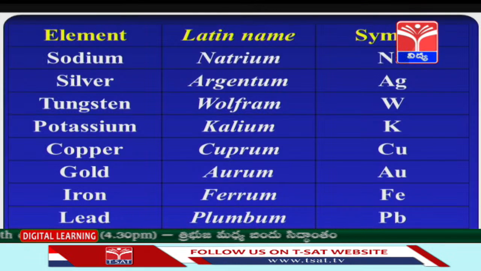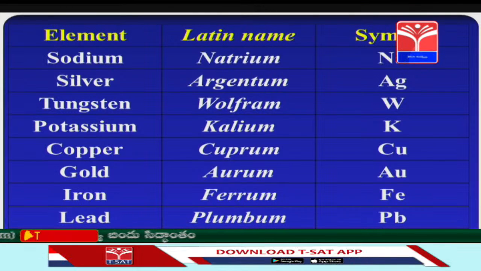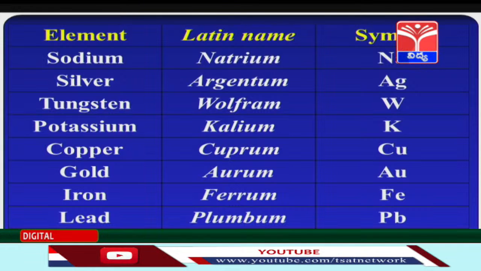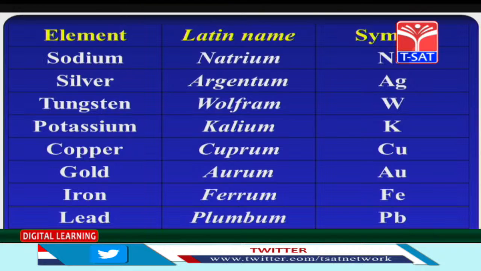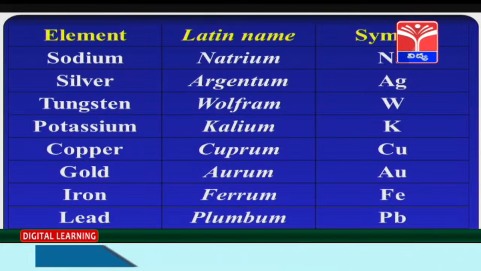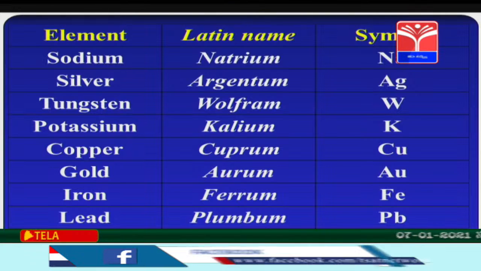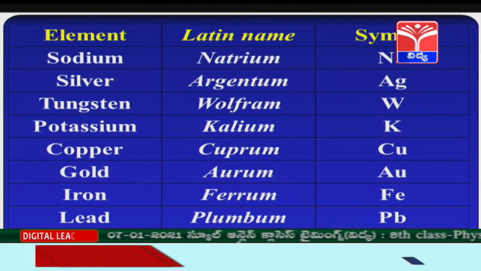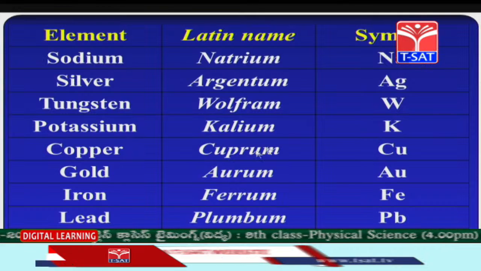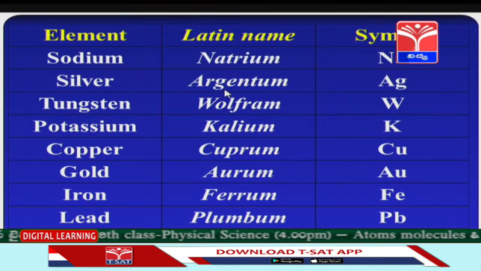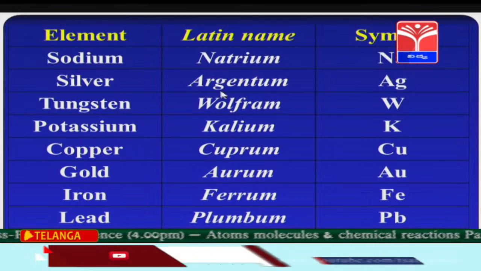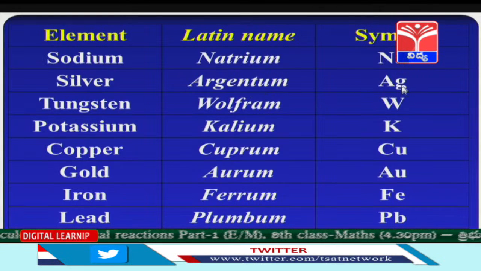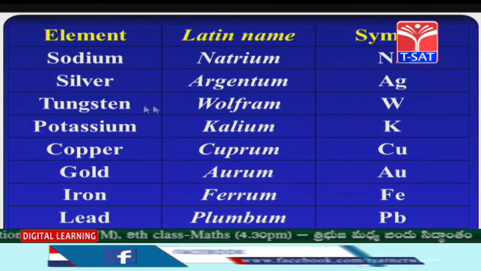Here, this is another rule of writing the symbol, children. Here, in argentum, if you take the first letter and the second letter of the name, then it will be AR. AR is the symbol of argon. So, you cannot take the first letter and second letter for argentum, and so we have taken the first letter and the third letter. First letter is A and the third letter is G, and so we have taken capital A and small g. So, Ag is the symbol of silver.